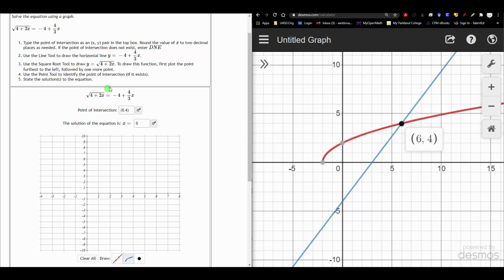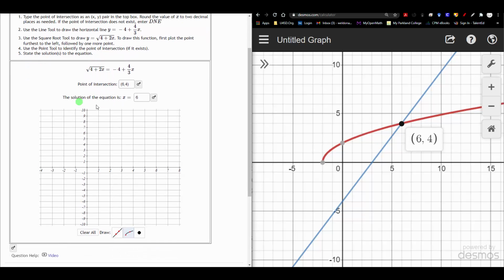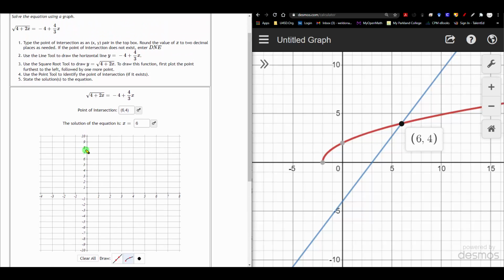If I were to plug in a 6 on both sides of this equation, we would actually get a 4 on both sides. It would end up saying 4 equals 4, which is a true statement. And that's ultimately what we want, a value of x that makes the equation true. Okay? So we actually got this first part done just by finding that intersection point. But now we actually need a graph. MyOpenMath wants to make sure that you can graph these two equations and find that intersection point as well.